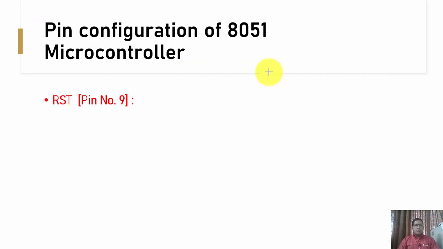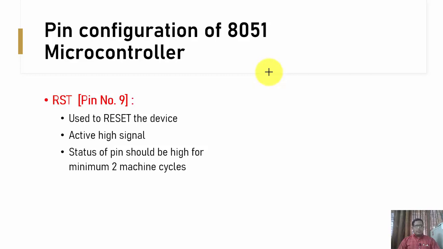The next, a most important one, is the reset pin. Pin number 9 of the microcontroller is used as reset. It is mainly used to reset the device. It is basically an active high signal, and in order to simply reset this device, the status of pin number 9 should be high for a minimum of 2 machine cycles.